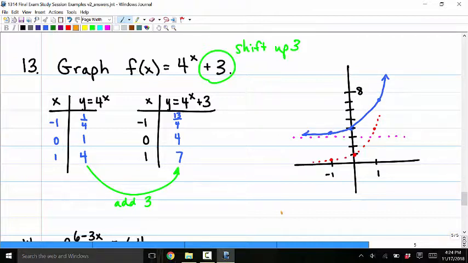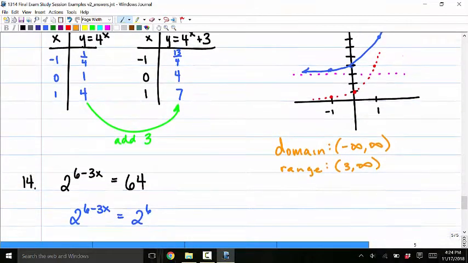A little extra, the domain is going to be all real numbers. And since we shifted it up 3, the new horizontal asymptote is here at y equals 3. So the range goes from 3 to infinity.